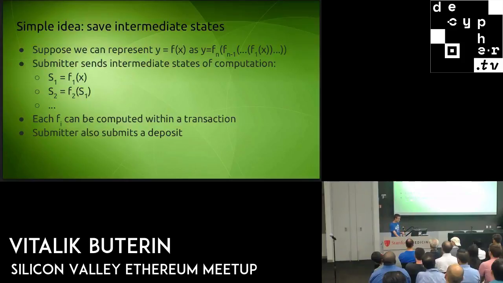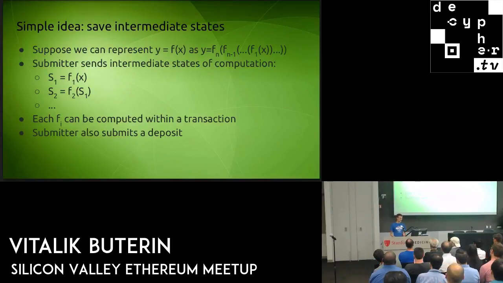Now, the submitter sends a transaction. The transaction contains all these intermediate values, and the submitter submits this along with a deposit. So first of all, we can immediately tell right now, if this scheme works, what is the maximum computational complexity of f that can be processed?